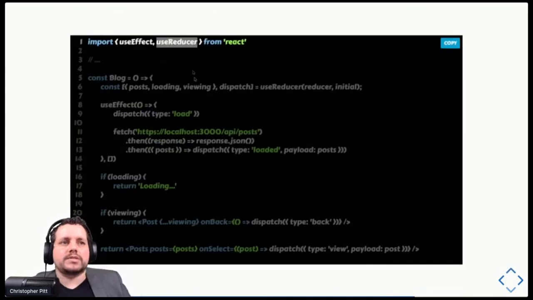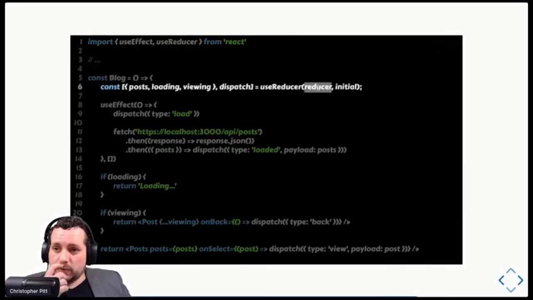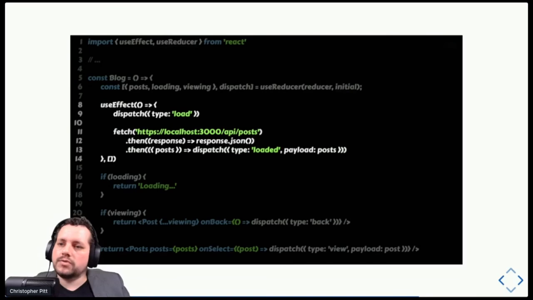We can use this useReducer hook inside of our blog holder component. So we give it the reducer function we declared in the previous slide and the initial state we declared in the previous slide. And then we can do that useEffect stuff that I was speaking about. When someone lands on the blog holder, dispatch this load action. So this is just an object. It's what the action is. You can see there's the type property there.